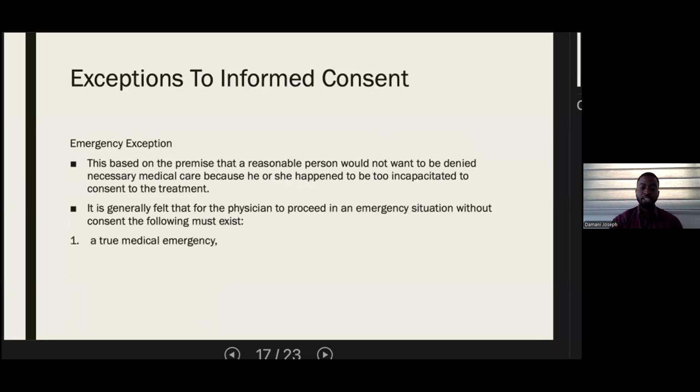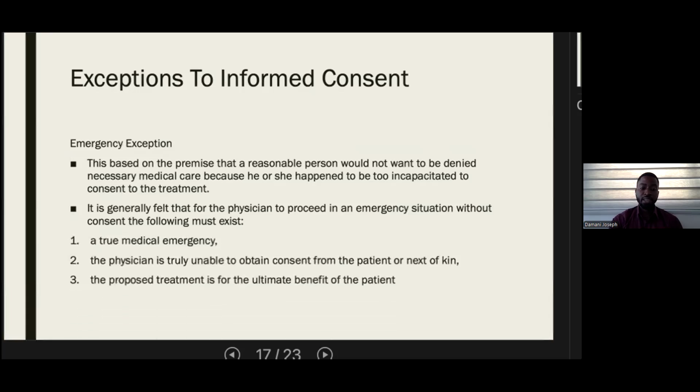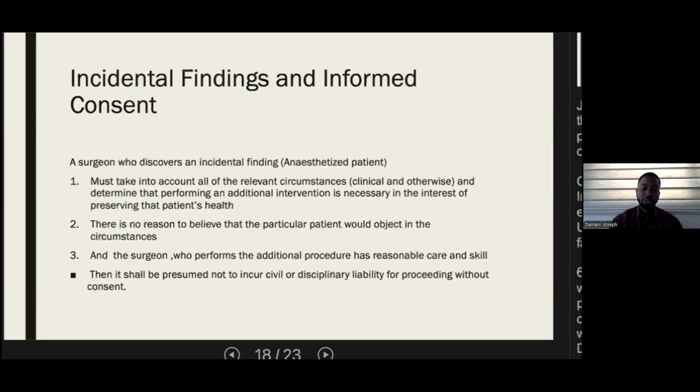So it must be a true medical emergency. The physician is truly unable to obtain consent from the patient or their next of kin, and the proposed treatment is for the ultimate benefit of the patient. So when these factors are fulfilled, we can have an exception to informed consent and move forward with an emergency procedure.